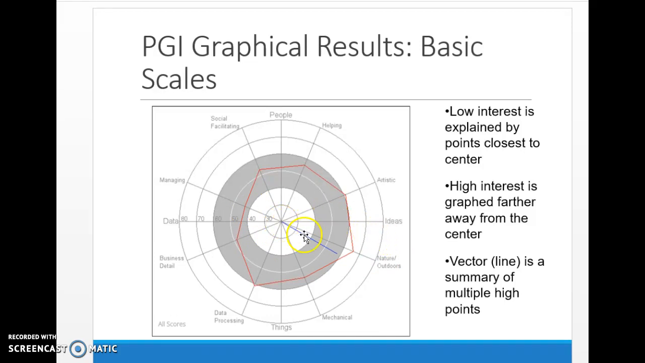So like lower interest in managing. And then you also have this blue line that, if you sum up the general direction of where all your scores are going, that is a summary of that. So mine points towards mostly nature outdoors, but also towards the mechanical.